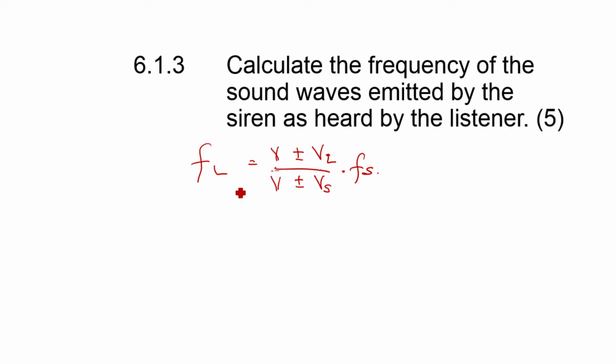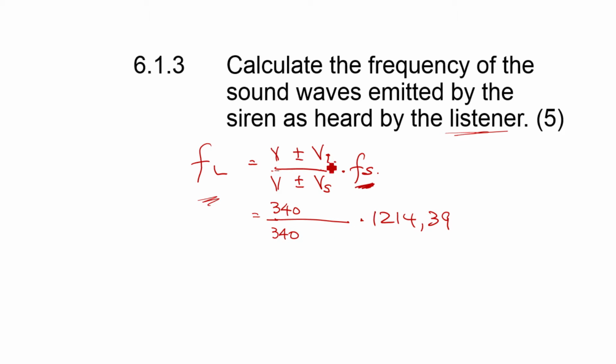Now, the frequency of the listener. The frequency of the sound waves emitted by the siren. Okay, so that's what we've got to do. The frequency as heard by the listener. So this is what we've got to work out. So we get this multiplied by the frequency that we've just worked out for the source, 1214.39. The speed of sound is 340 in both cases, 340.